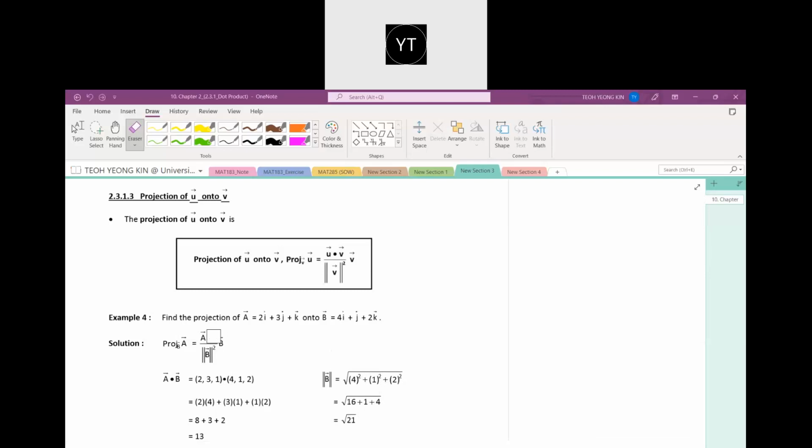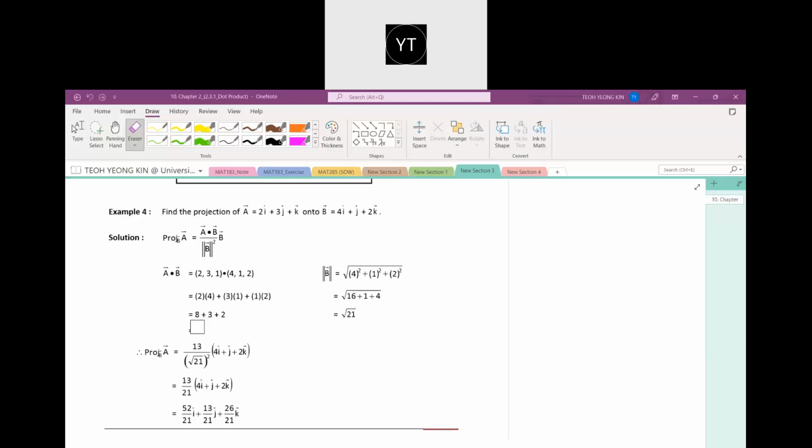You can see that from this formula, vector A only appears once. So after that, we just substitute this value into the formula. And then don't forget to put the power of 2, this square here. After that, we just multiply into this bracket.